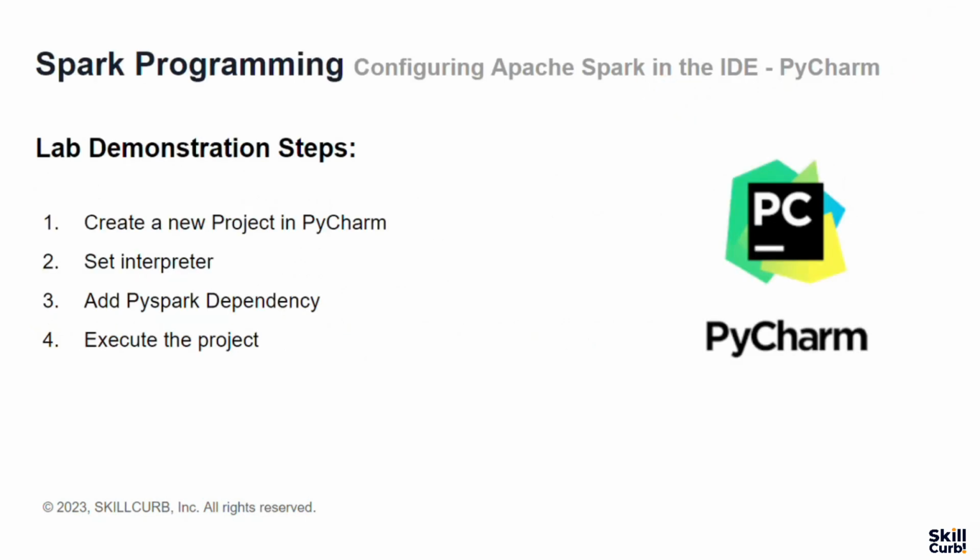In this video, you will learn how to configure PyCharm as your Spark development IDE. And for that, firstly, we are going to create a new project in PyCharm. Then we are going to set the interpreter for Python. Then we are going to add the Spark dependency since we are going to use Spark. And then finally, we are going to execute our project.